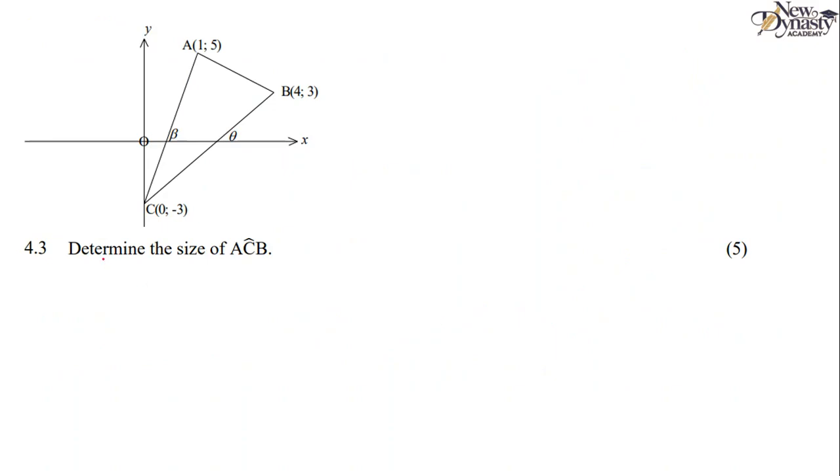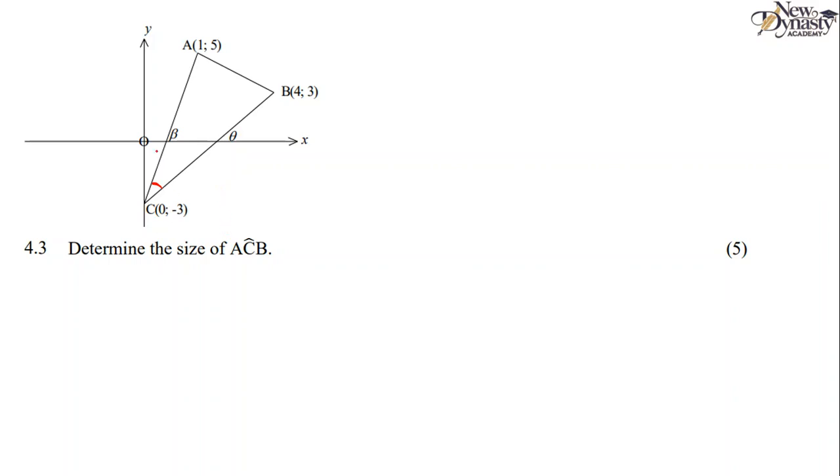Then the next question says, determine the size of angle ACB. So angle ACB is the angle here, which is what I'm just highlighting now. This is the size of the angle that we need to calculate. Now you need to be able to remember the properties of a triangle. Remember the properties of a triangle. It's that the angles of a triangle add up to 180 degrees, and the exterior angle of a triangle is equals to the sum of the opposite interior angles. So normally this is what you use here together with the gradient to determine the angle that is not known.